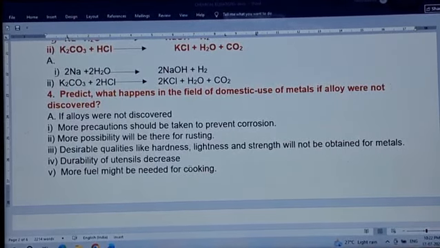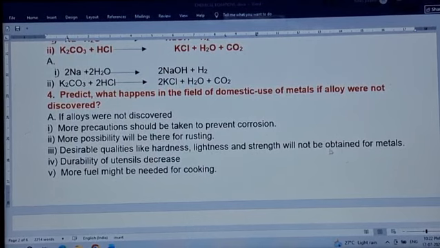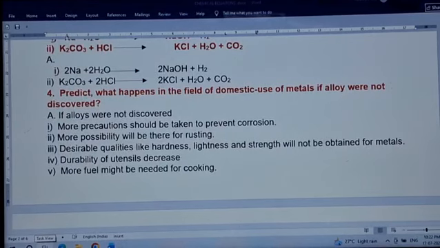Desirable qualities like hardness, lightness and strength will not be obtained for metals. See, metal should be very hard. And also at the same time it should not be very heavy to carry, and at the same time it should have a lot of strength. So hardness, lightness, strength, these are good metal characters. These characters will be obtained only when it is converted into alloy. If alloy formation is not there, this possibility will not be there.